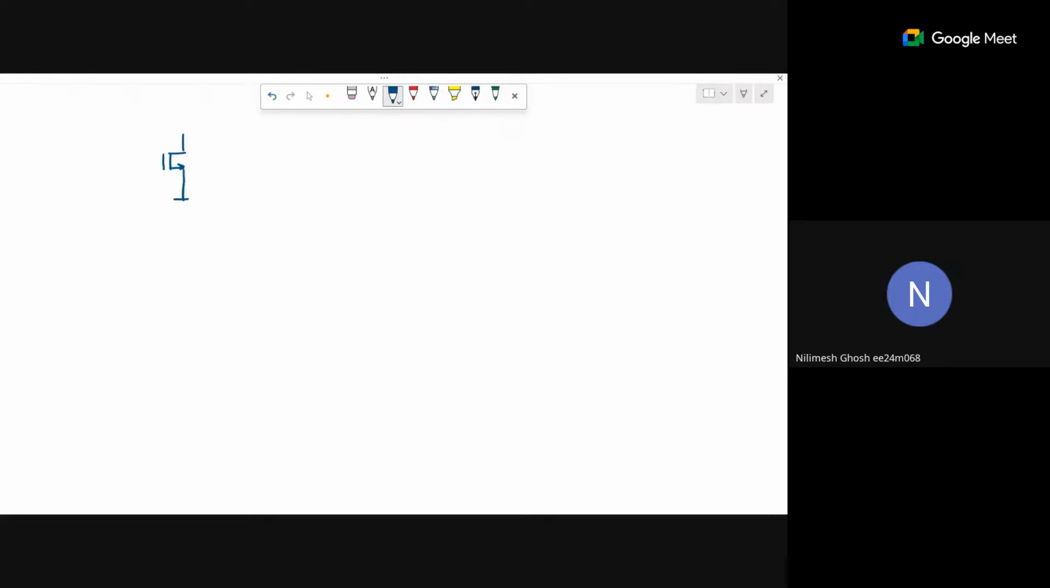We have a MOS circuit. This is our drain, this is our source, this is our gate. Now to use this MOS, first we have to bias it. So a biasing mechanism should be there in the circuit first. There are some biasing mechanisms.